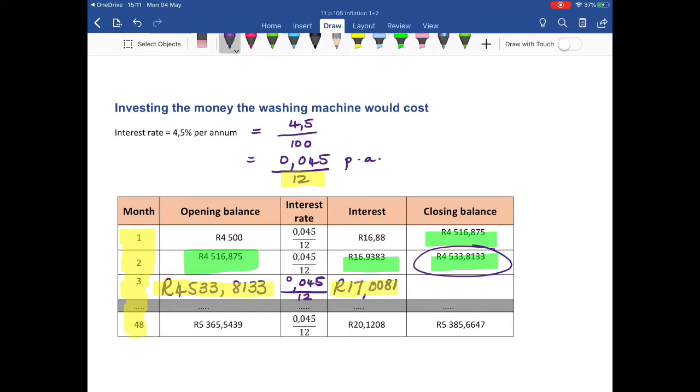And now if I add the 4,533 plus the 17, I will get a closing balance of 4,550 Rand 8151. And this type of calculation will continue up until month 48, which is 4 years' time. We then get our closing balance of 5,385.6647, and now I round this off to 5,385.66. I'm rounding off to 2 decimal places.